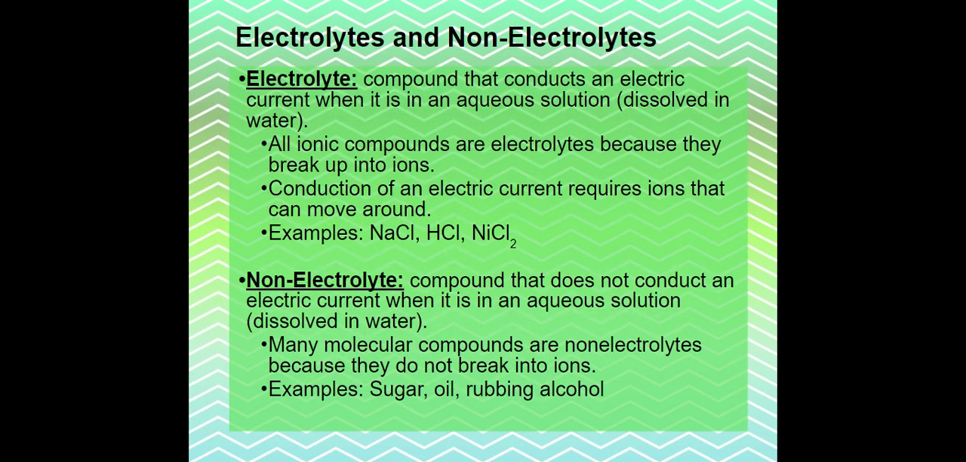Then we have electrolytes versus non-electrolytes. An electrolyte is basically just something that will conduct electricity. So anything that is an ionic compound, so a metal and a non-metal. And that makes sense because all metals conduct electricity. So if there is a metal in your substance, then you know it's an electrolyte. So sodium chloride, hydrogen monochloride, nickel 2 chloride, any of those things will conduct electricity.